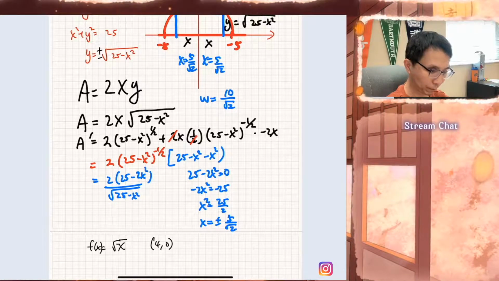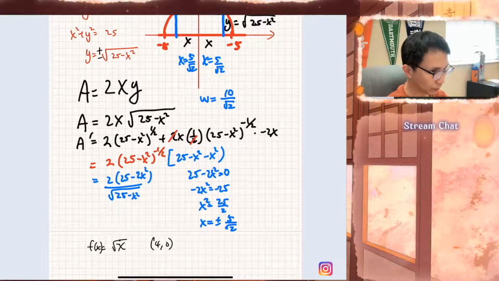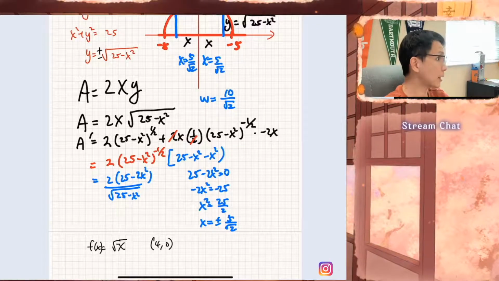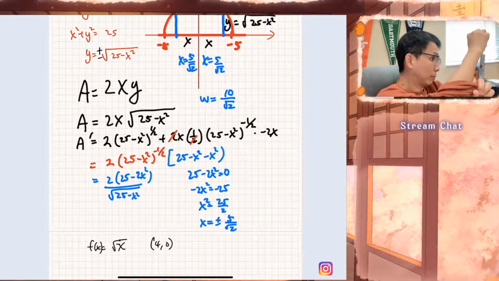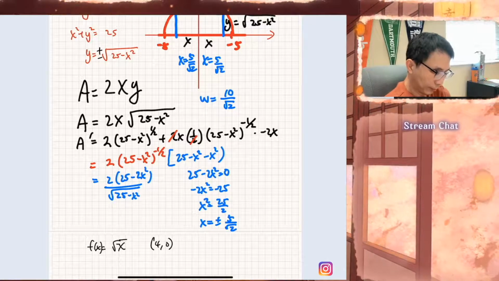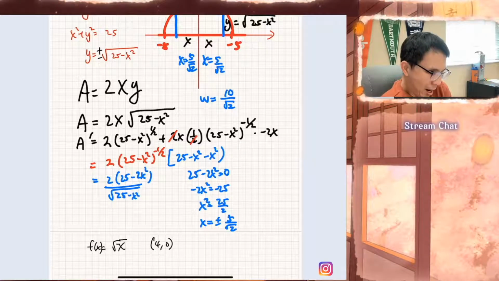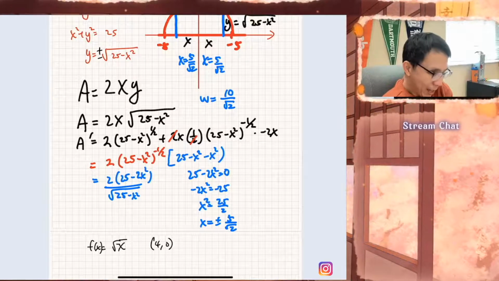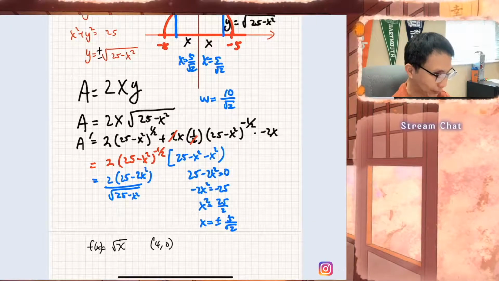When you set the top equal to 0, why didn't I set the bottom equal to 0? Oh, no, I see what you do. You just divided 0 by 2. I move the 25 over and divide by negative 2.